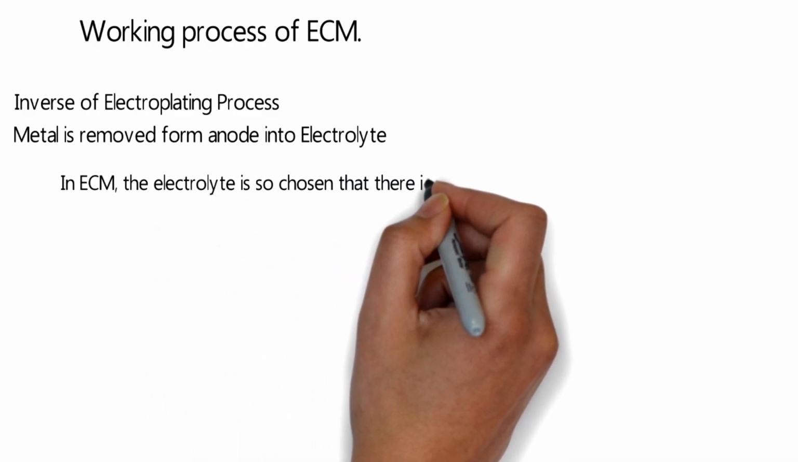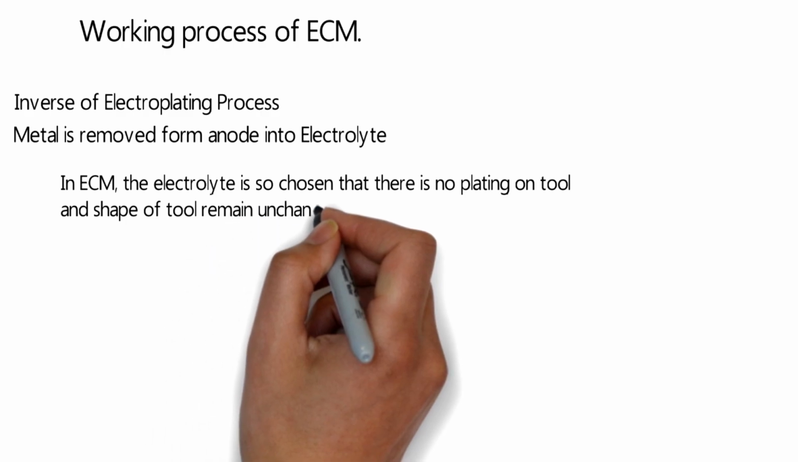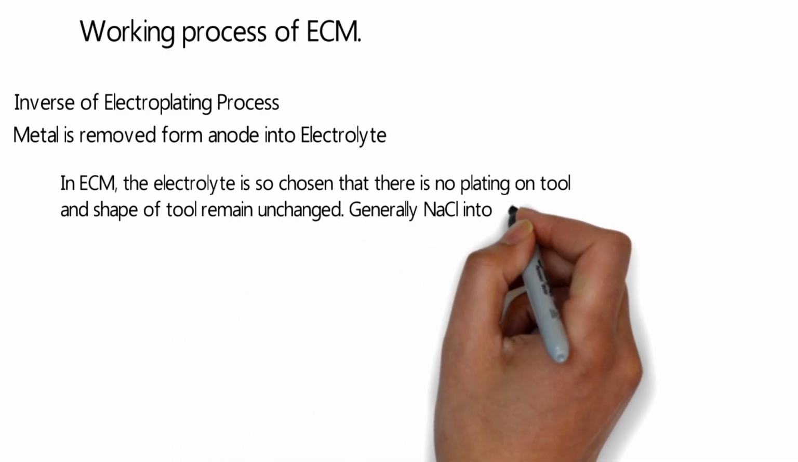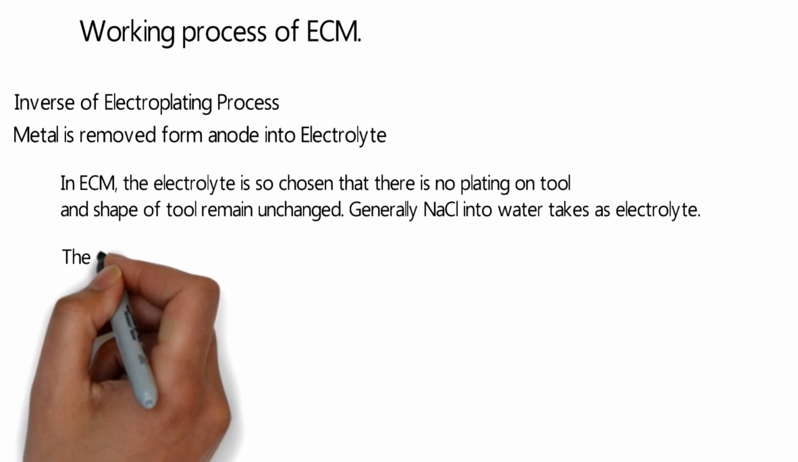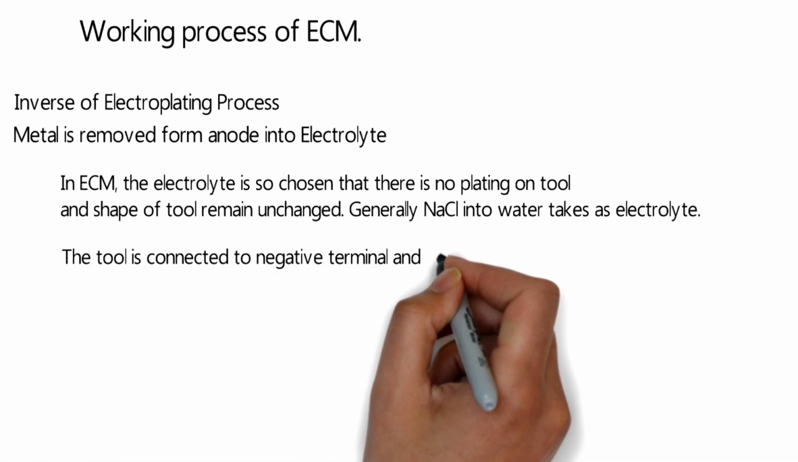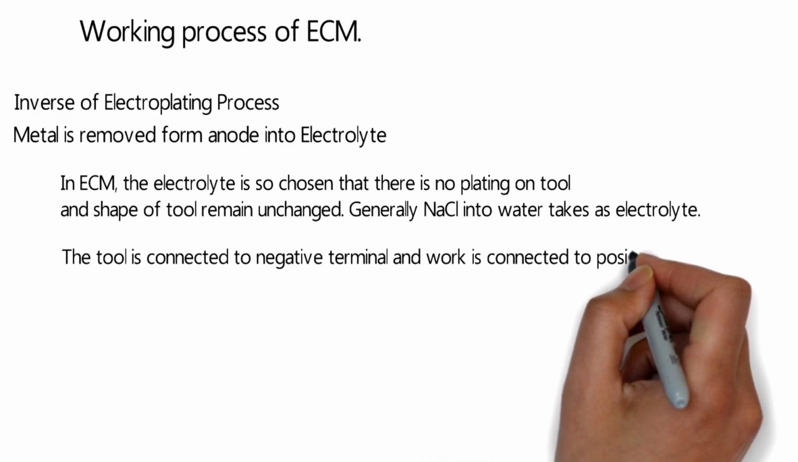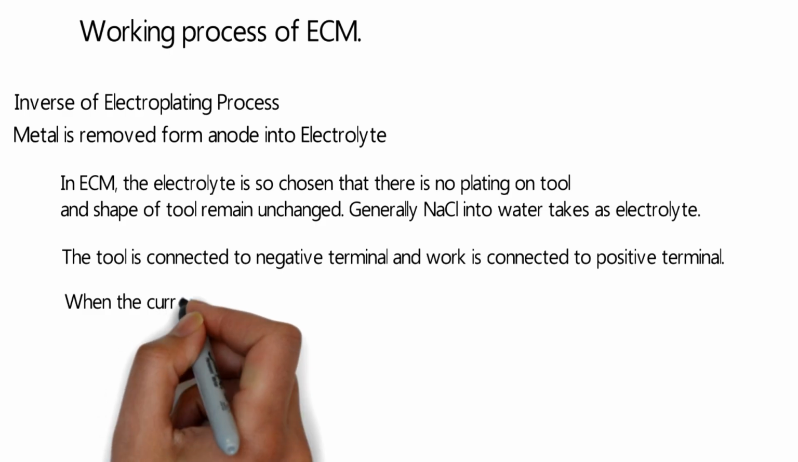In the ECM, the electrolyte is so chosen that there is no plating on the tool, and the shape of the tool remains unchanged. The shape needs to be constant in this case. Generally, NaCl in water is taken as the electrolyte, that is our brine. The tool is connected to the negative terminal, and the workpiece is connected to the positive terminal.